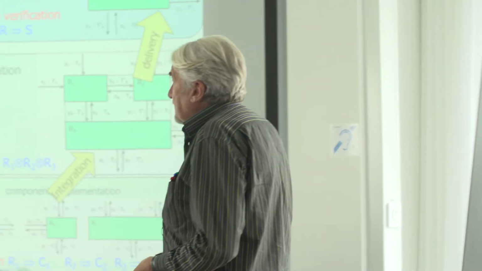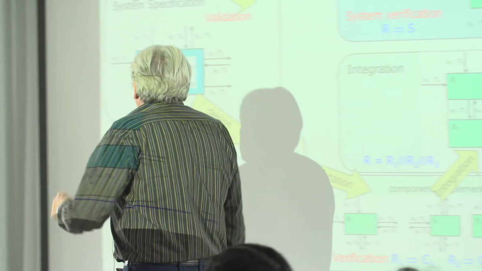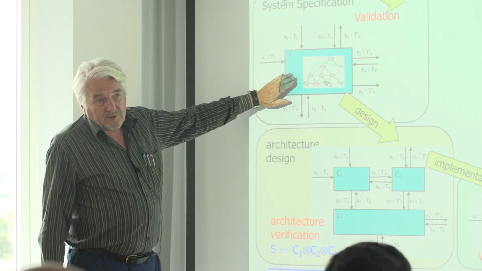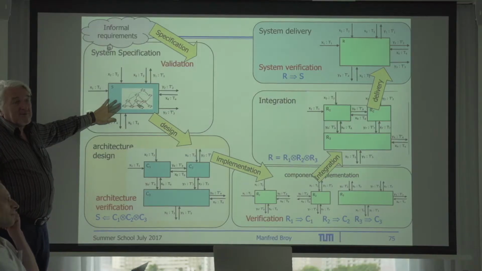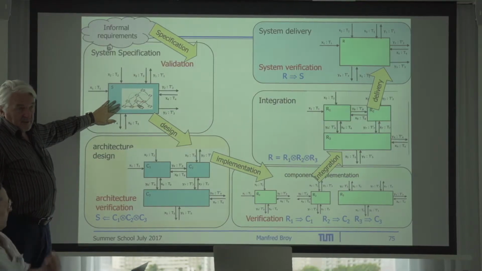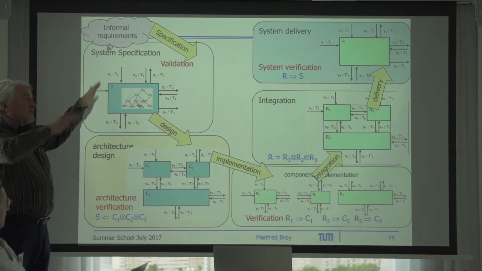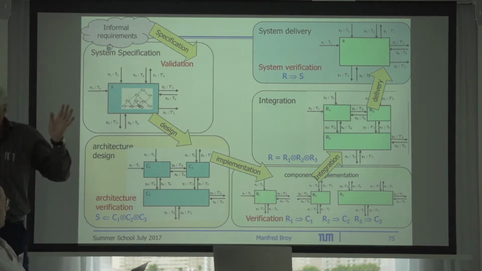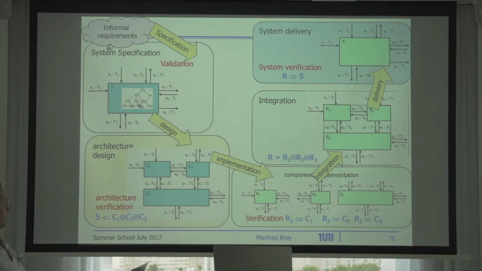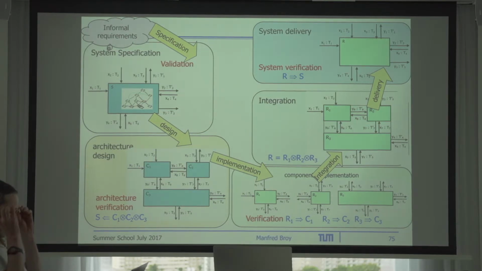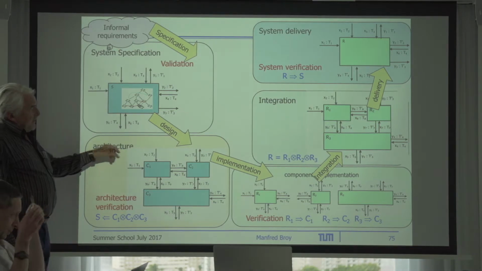And in practice, what happens is the following. They don't do a system specification. And therefore, they cannot even validate the system specification. They write lots of specifications informally. I've seen specification 14,000 pages long. Then they do an architectural design.